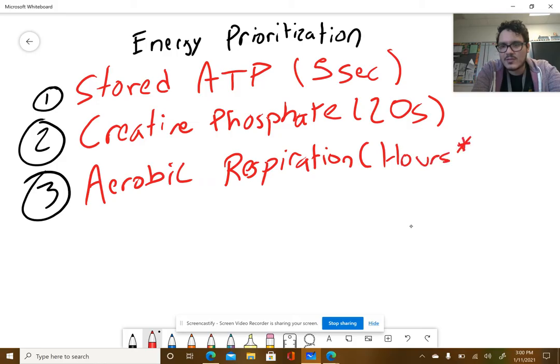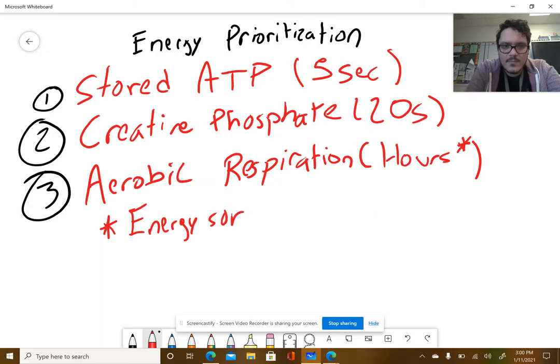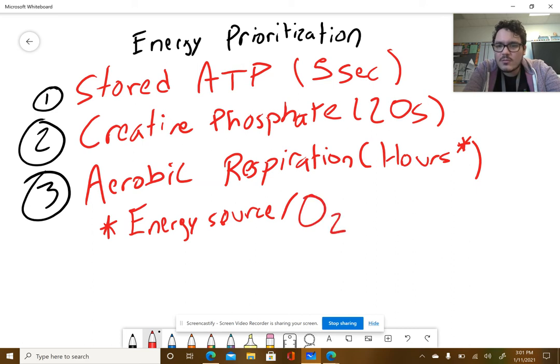But I'm going to put an asterisk mark next to that. Why? The reason for that is because even though it can last for hours, it depends on two major factors. It depends on how much of your energy source you have. So for instance, if you don't have enough glucose, you're going to be lightheaded, you're going to feel dizzy and possibly pass out while you're exercising. And the other thing that can affect the rate of aerobic respiration is, of course, oxygen.